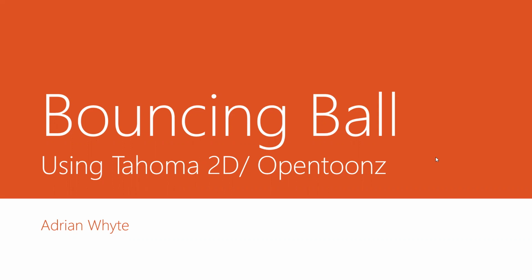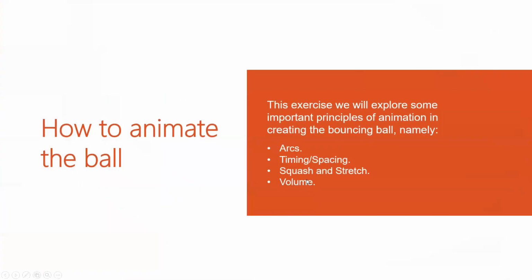So today we're going to be looking at the bouncing ball. And particularly while we're looking at the bouncing ball, we're going to be focusing on some of the principles of animation, namely looking at arcs, adjusting our timing and spacing. We're looking at squash and stretch. And later on, we'll even look at the whole impact of volume, which will basically be seen in the weight of the ball with how high it bounces. It tells you whether or not the object is dense or bouncy.